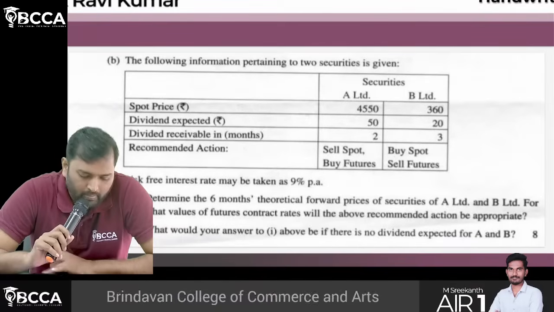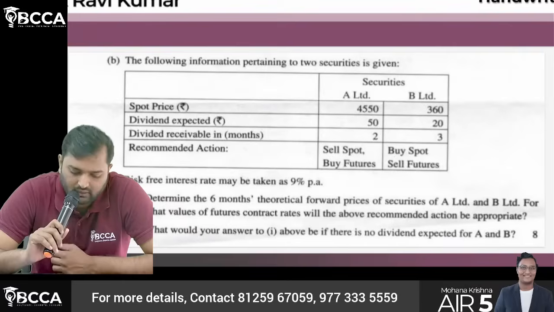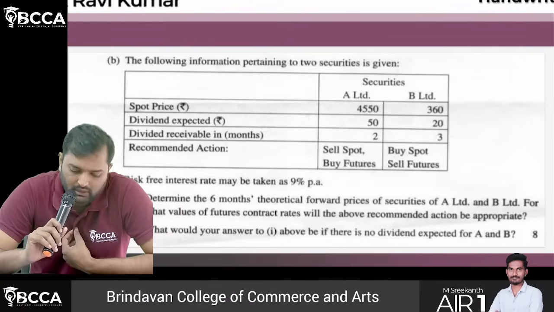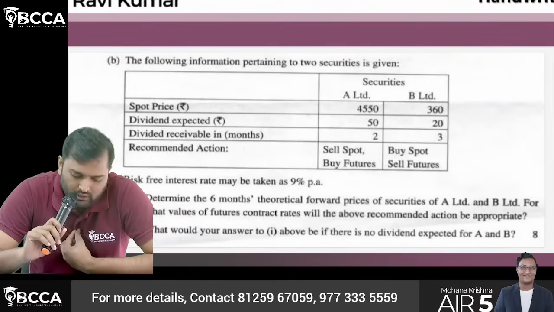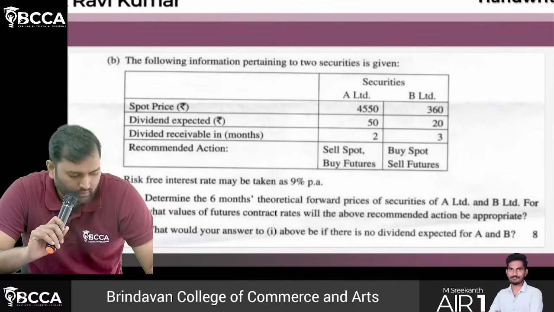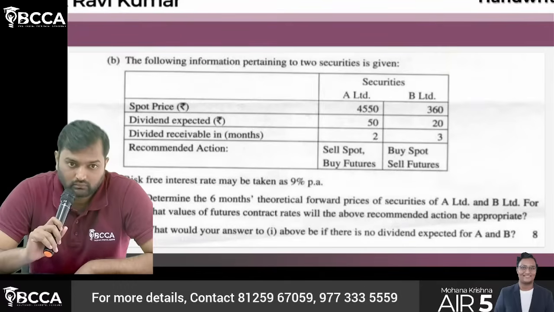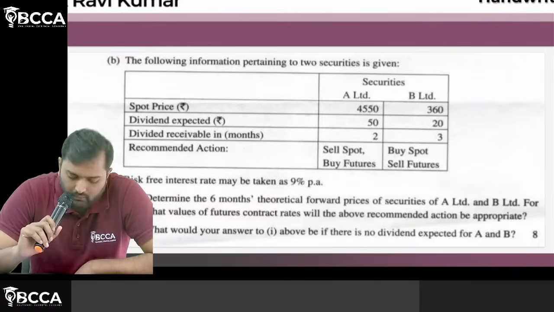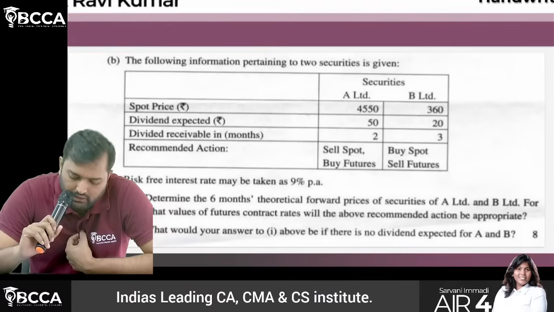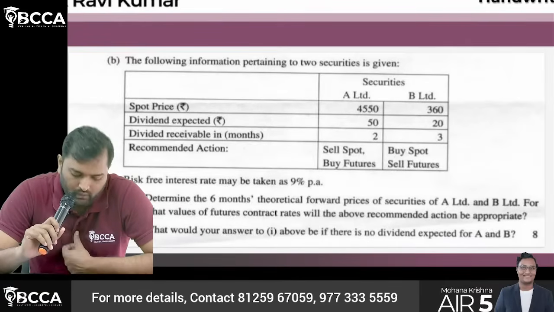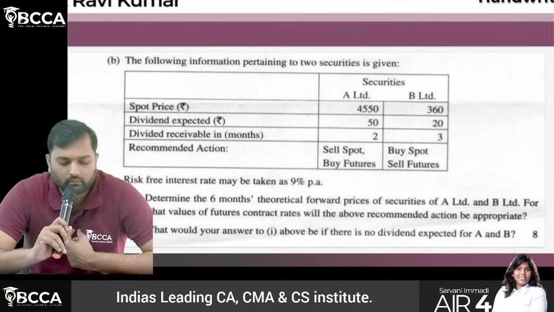So I have another question. The following information pertaining to two securities is given. Securities A limited, B limited, spot price 4550, 360, dividend expected 50, 20, dividend receivable in 2 months and 3 months. Recommended action: sell spot, buy future; buy spot, sell future. Risk-free interest rate may be taken as 9% per annum. Determine the 6 months theoretical forward price of securities of A limited and B limited. For what values of a futures contract rates will the above recommended action be appropriate? And what would your answer to the above be if there is no dividend expected for A and B?